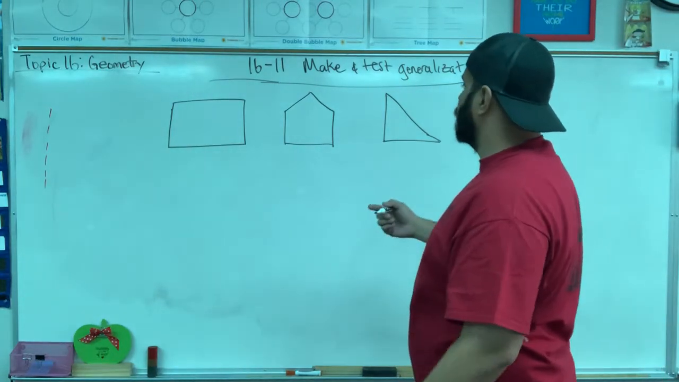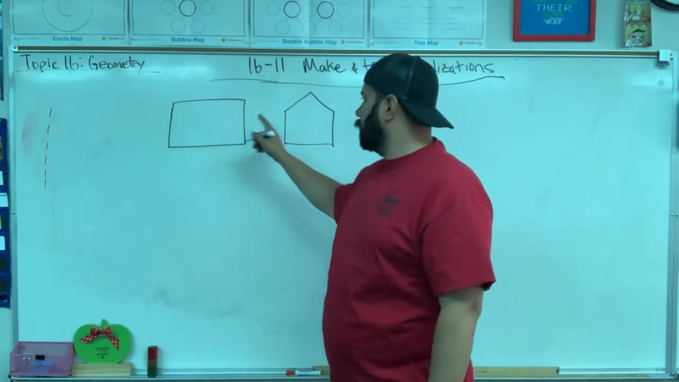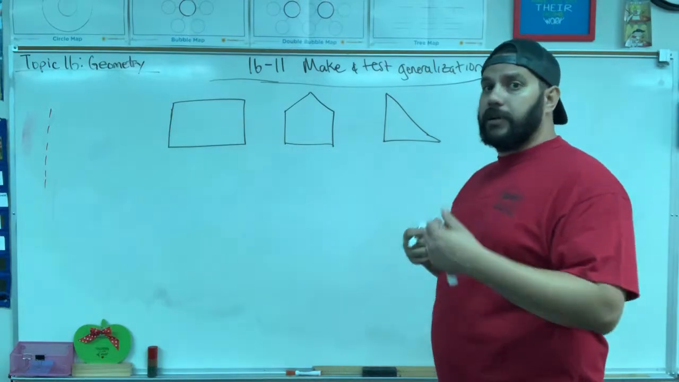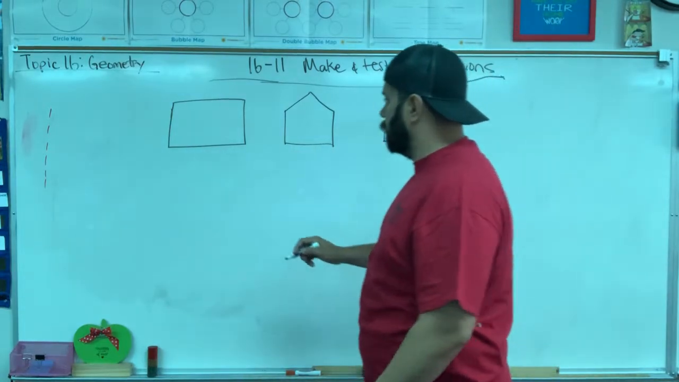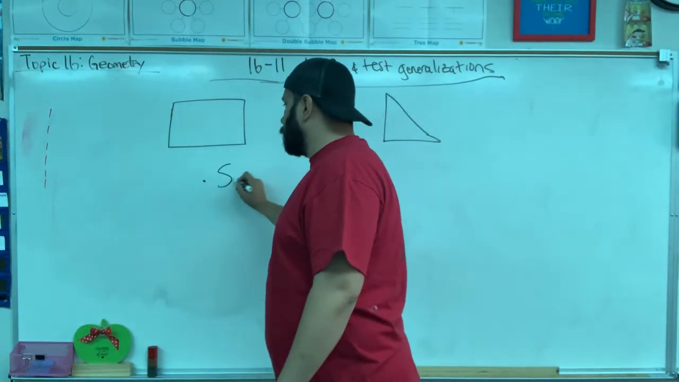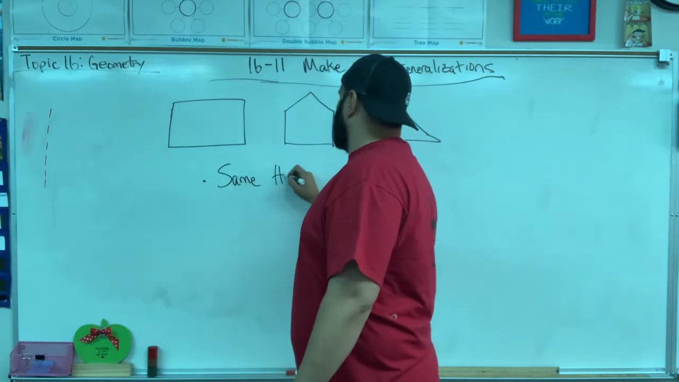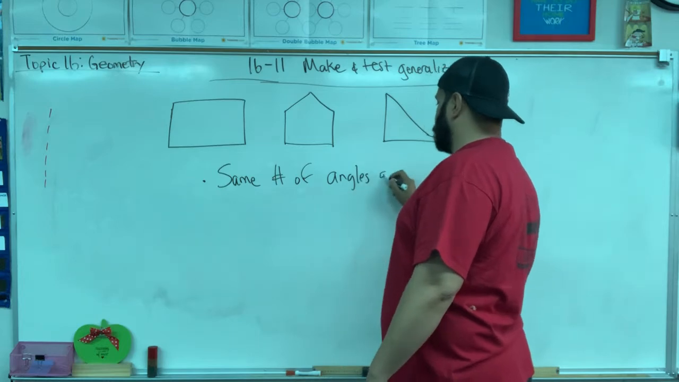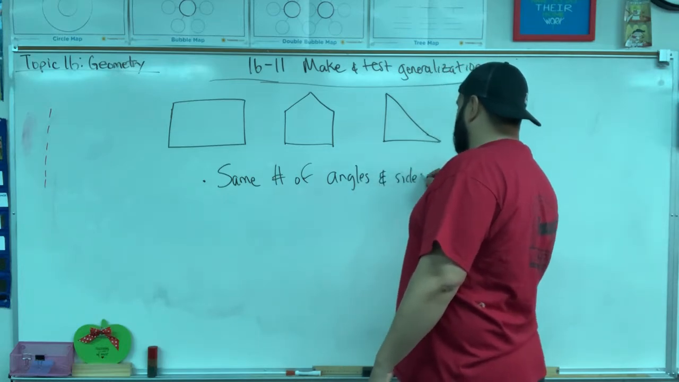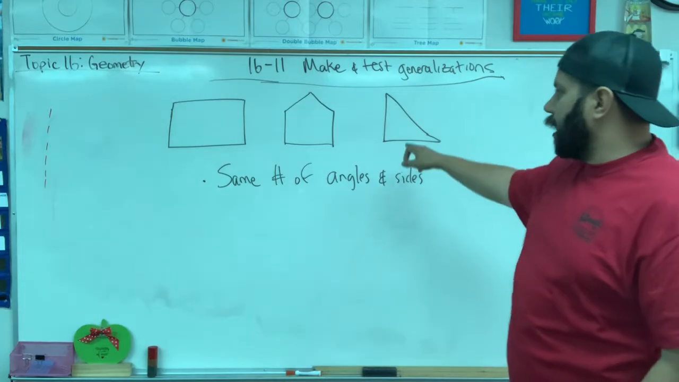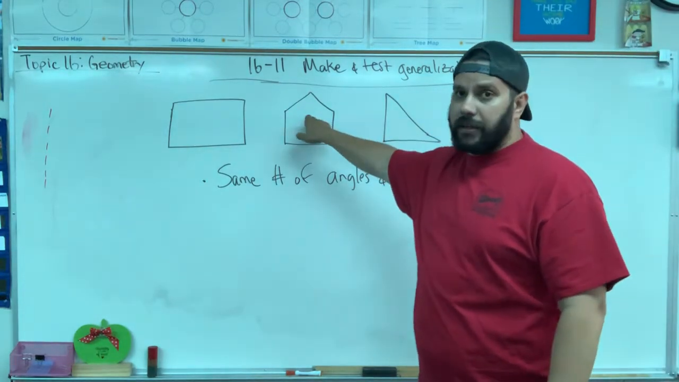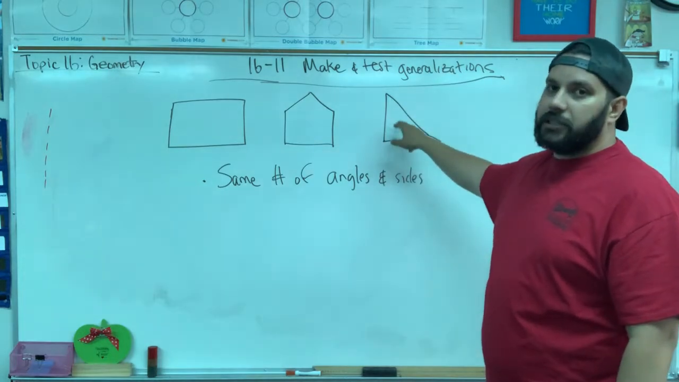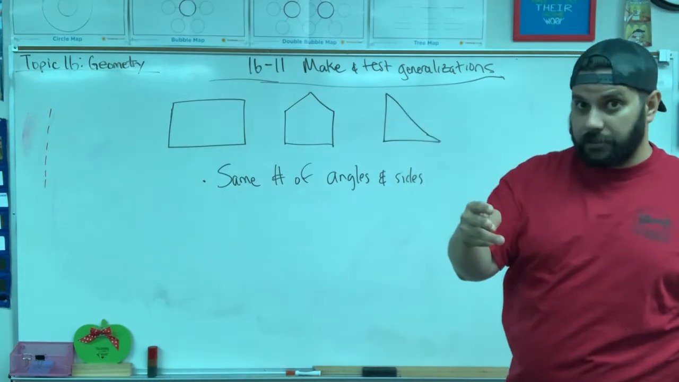But one thing I notice is that I think they all have the same number of angles as they do sides. Okay, so here's my first generalization. Same number of angles and sides. I'm not saying that the triangle has the same amount of sides as the pentagon. What I'm saying is the triangle has 3 angles and the triangle also has 3 sides.